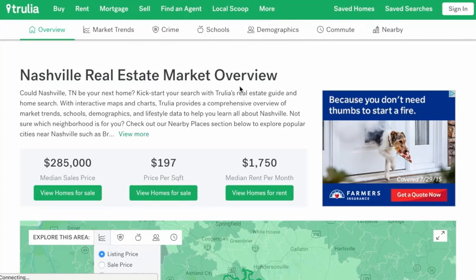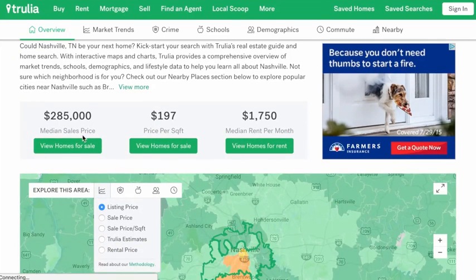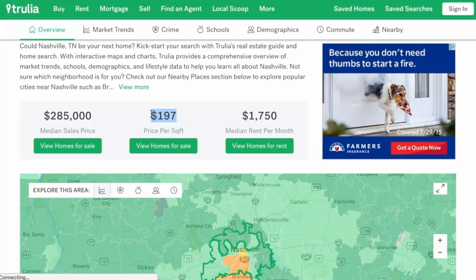It's the Nashville real estate market overview, and there's a couple things here that are interesting. The median sales price for all of Nashville is $285. The average price per square foot is $197. Now, price per square foot is something we're going to spend some time on, and it's really, really important. We're going to use that figure or that tool, I guess, or calculation quite a bit throughout our business model. So it's important you understand what that means.